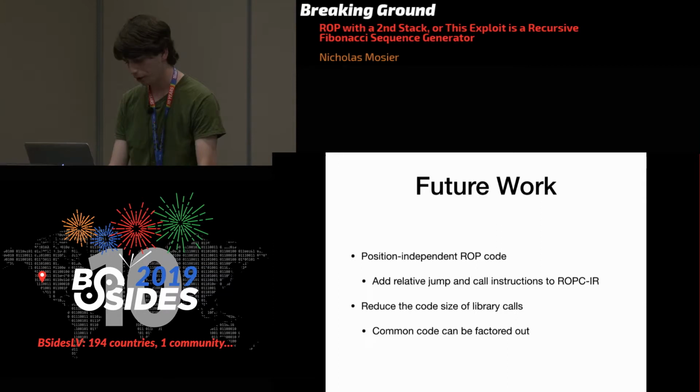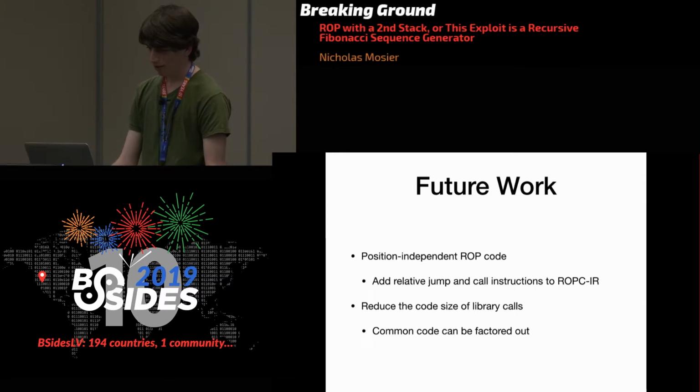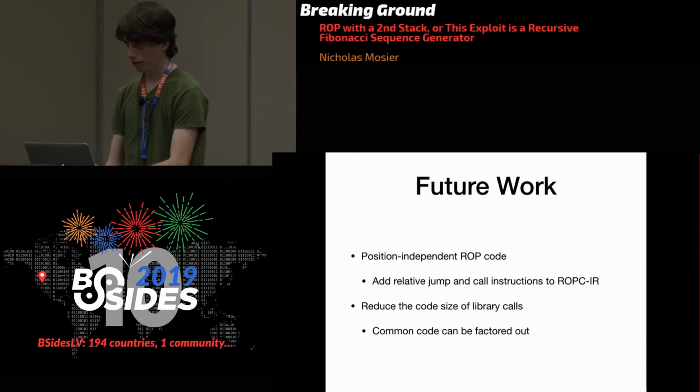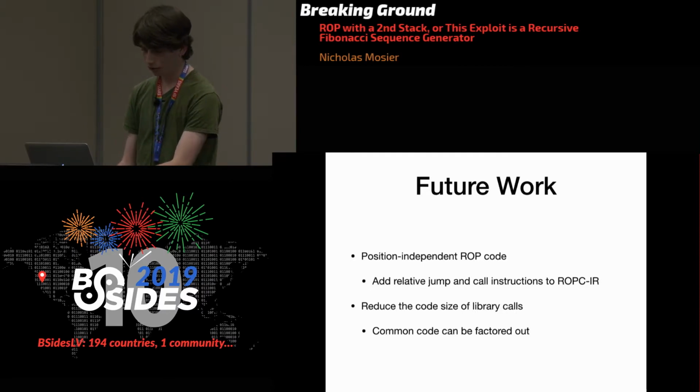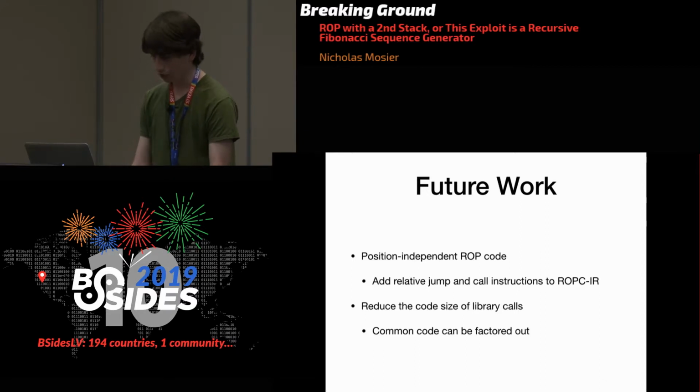And also, I did just note that library calls can be very large, but it turns out almost all library calls use identical gadgets. So you can factor out all of these gadgets into another subroutine, or maybe a little less than a subroutine, and then jump to that code so that if you have more than one library call, it wouldn't take up twice the size. It would just be a little bit more. So that would be one way to limit the size of the exploits as well.